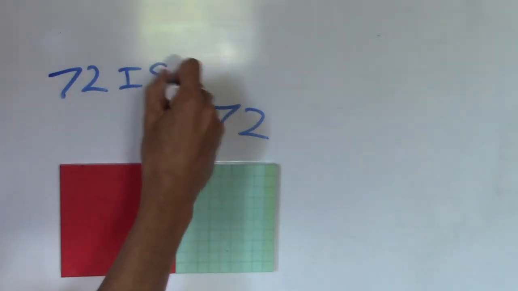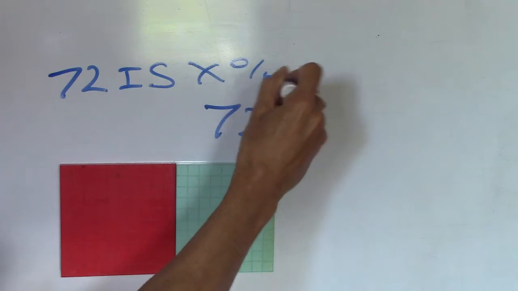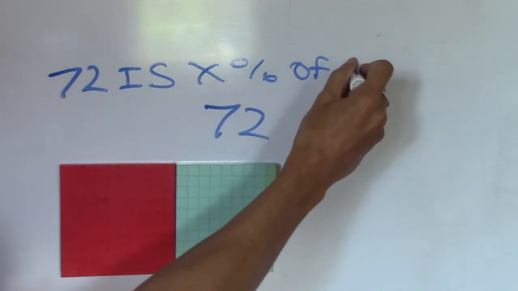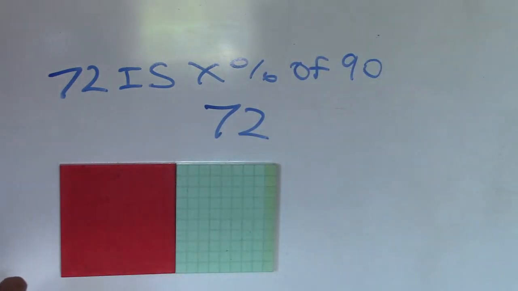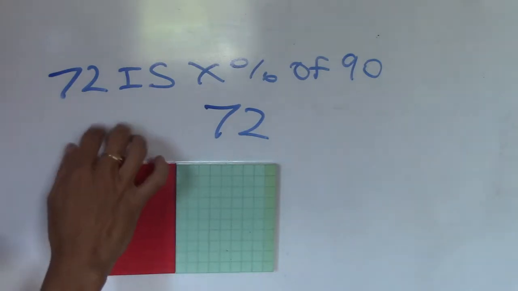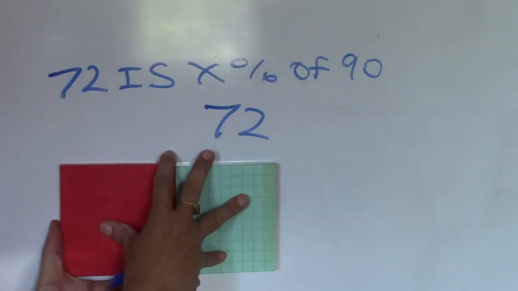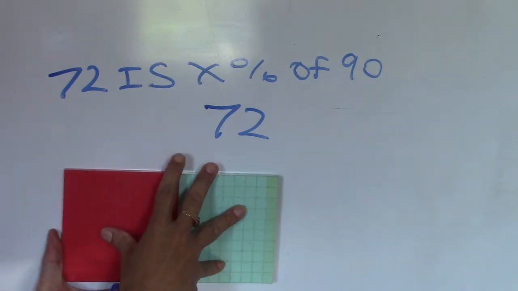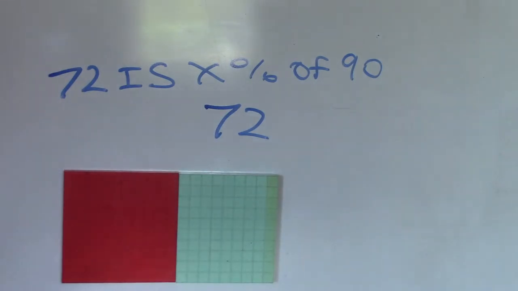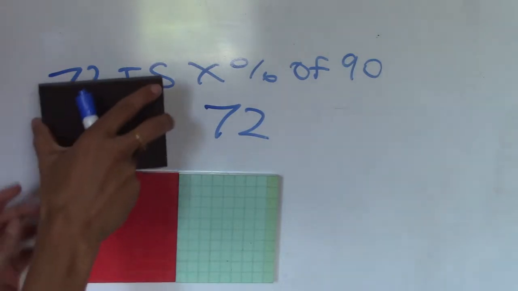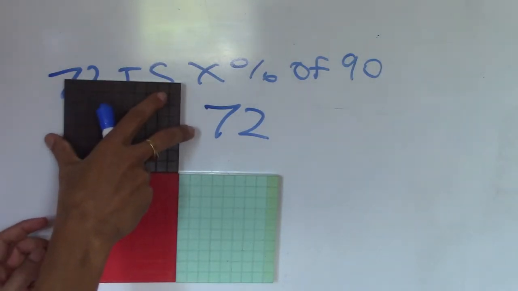72 is X percent of 90. What percent is that? What's it gotta be? I put it here. Alright, well, tell me the answer. 80. Alright, because the 80 goes right there.